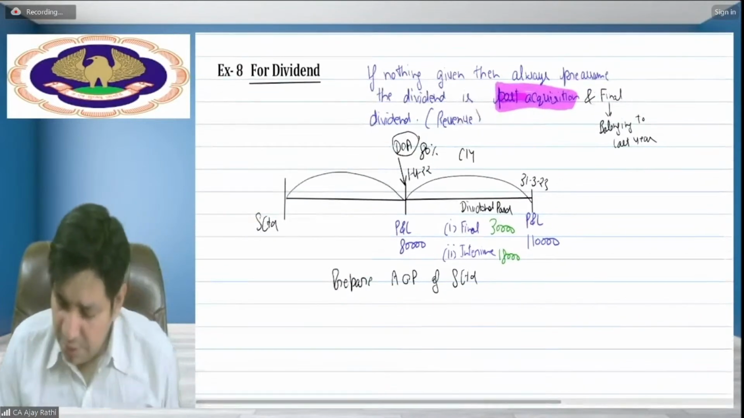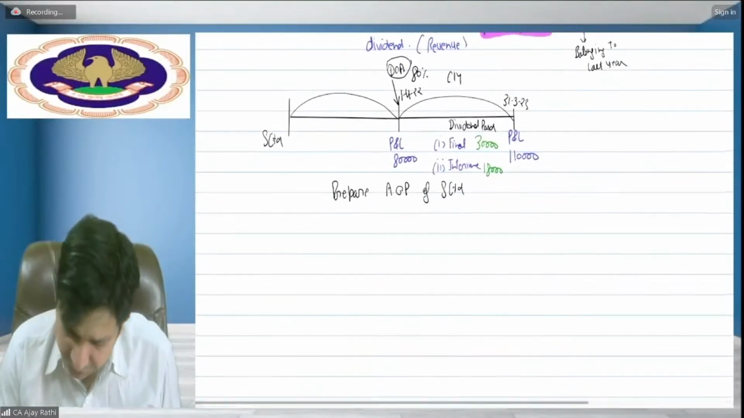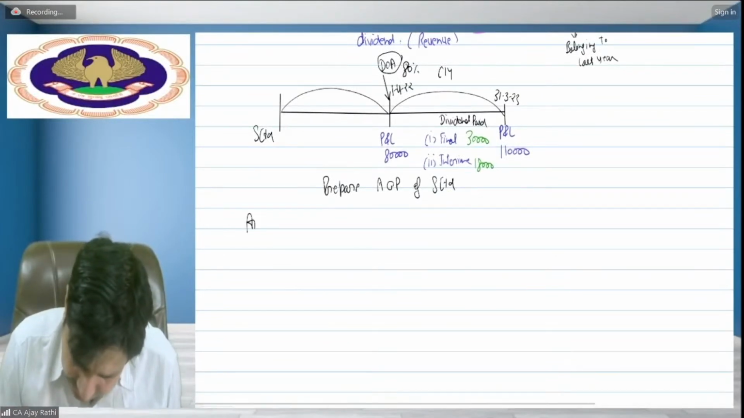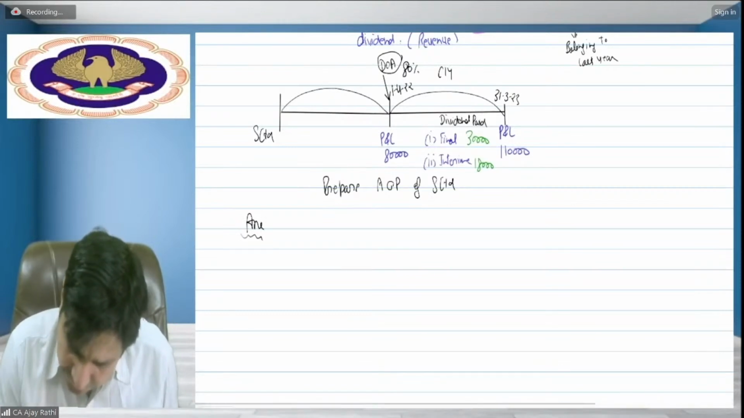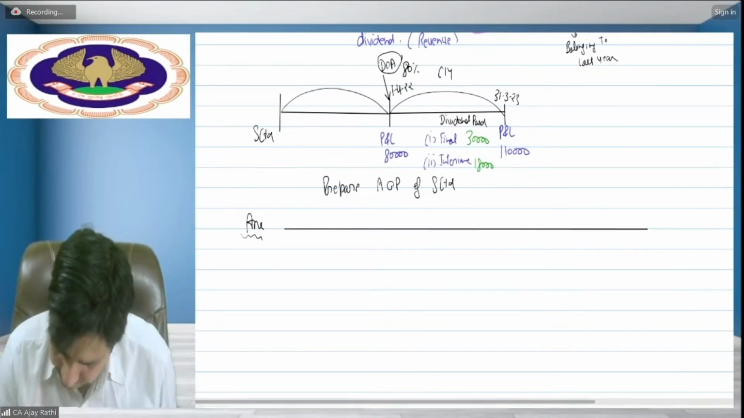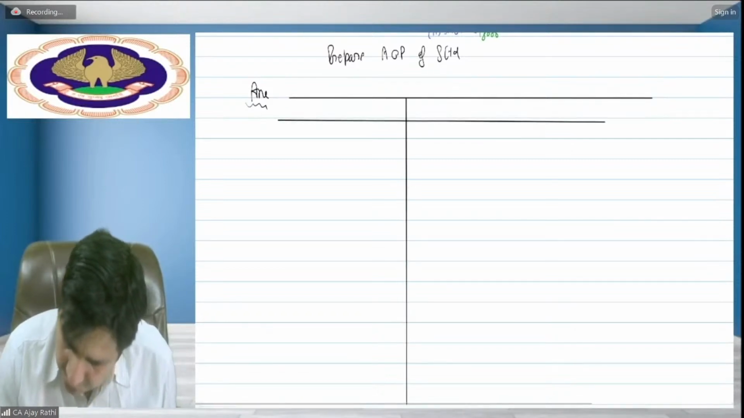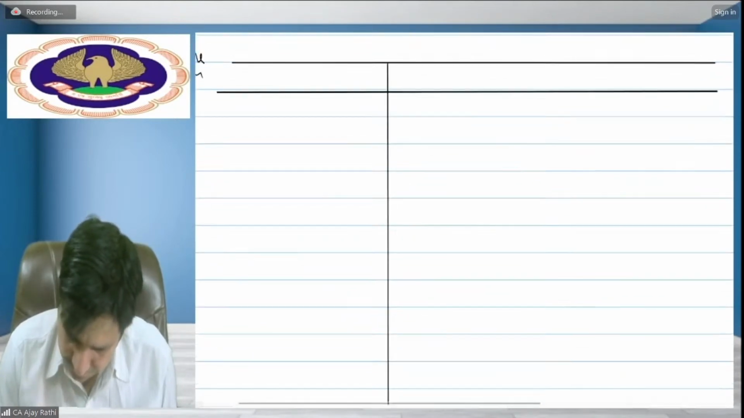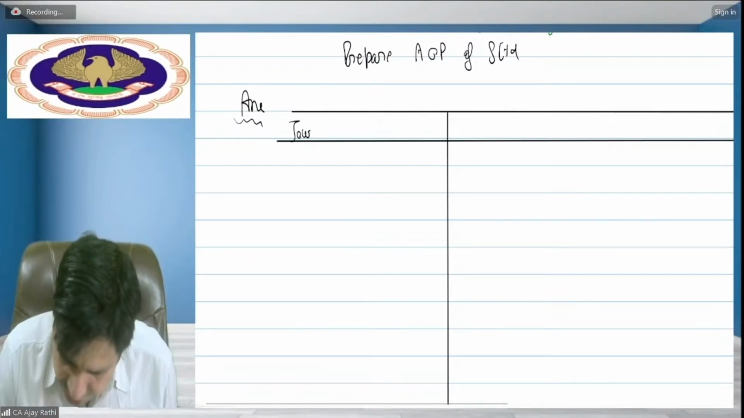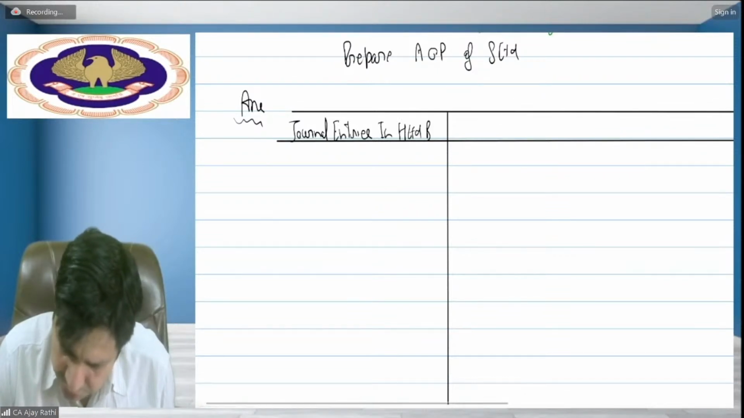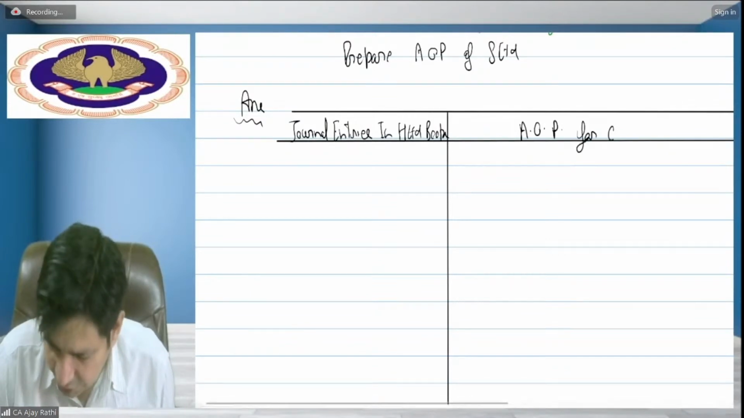So how will you prepare here? What will the adjustment be here? Beta, see, I am writing the answer here. Beta, here two things we have to take care of. Number one, journal entries in H Limited books. Number two, analysis of profit for consolidation.